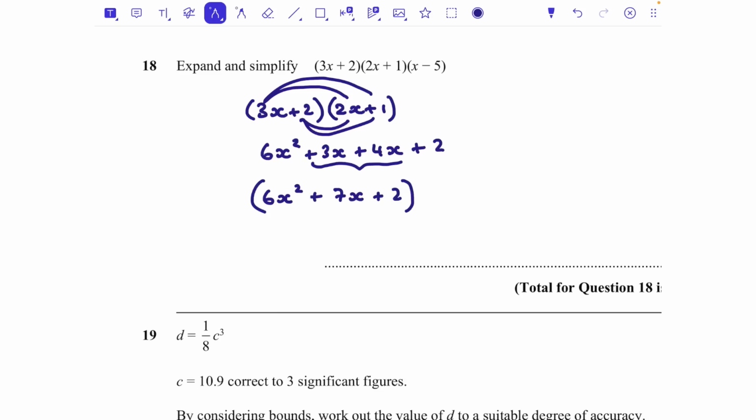And we now want to multiply that by x minus 5. So I'm going to do 6x squared times x and 6x squared times minus 5. Then I'm going to do 7x times x and 7x times minus 5.